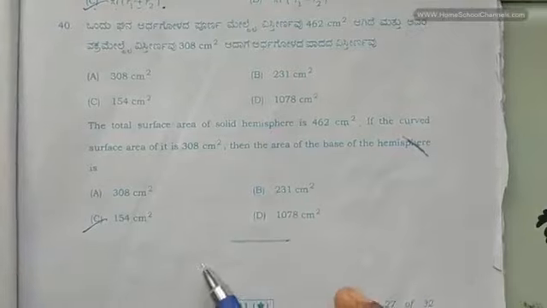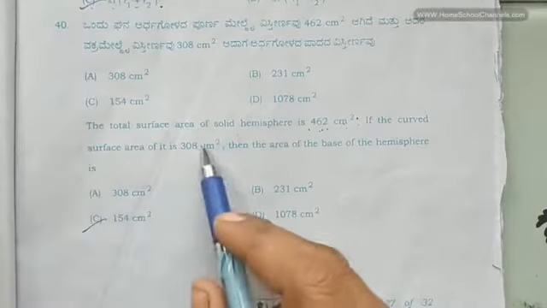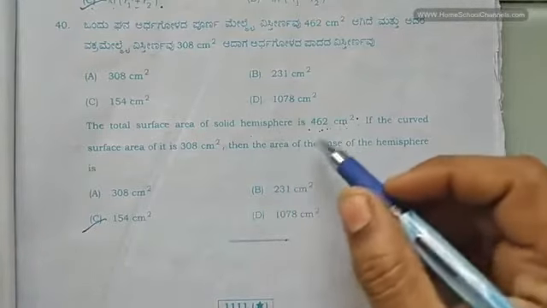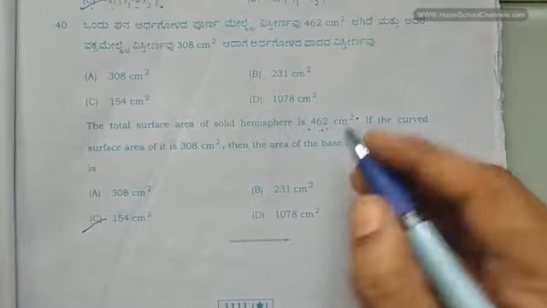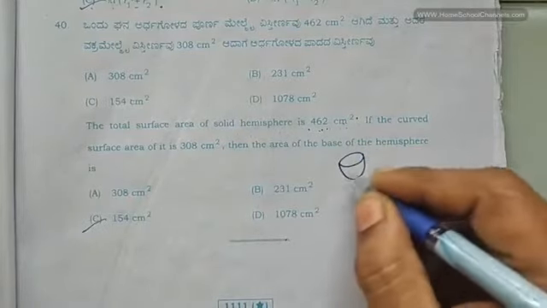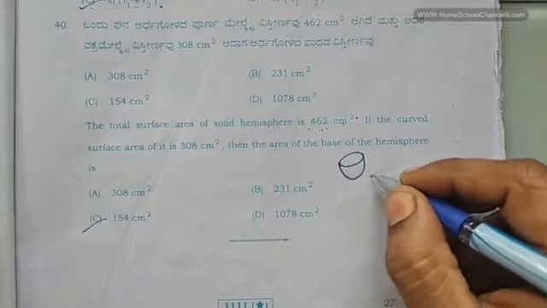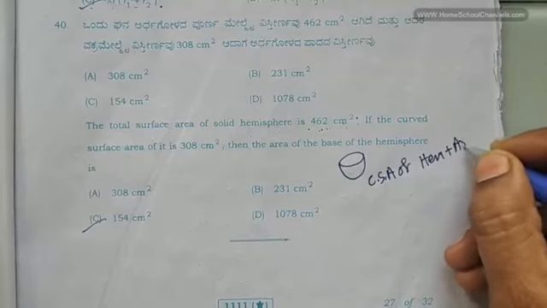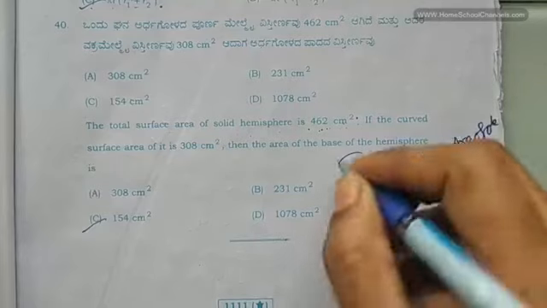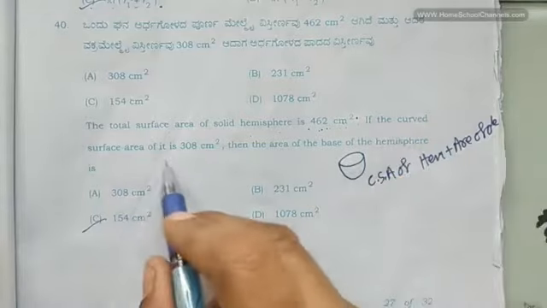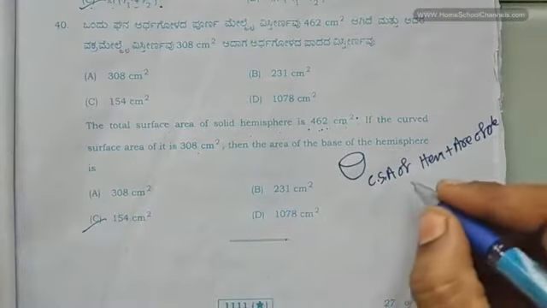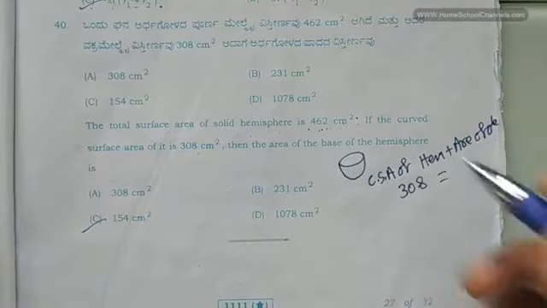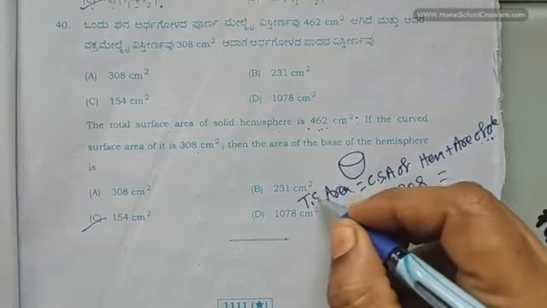Last and the final question is 40th one. The total surface area of a solid hemisphere is 462 centimeters square. Total surface area of the hemisphere here. So this is the figure. Total surface area means CSA of hemisphere plus area of circular base, you can see here, right? The curved surface area of it, CSA of a hemisphere is given, that is 308, and then the area of the base of the hemisphere is, this is the total surface area.